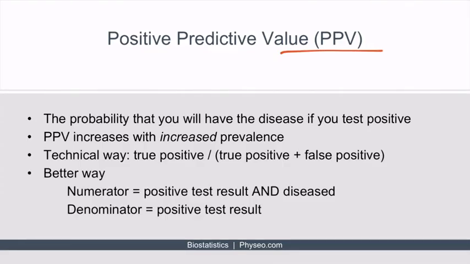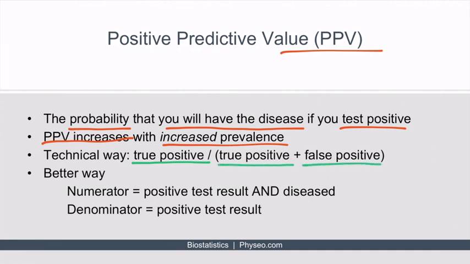Positive predictive values tell you the probability that you will have the disease if you test positive, and positive predictive values will increase with increased prevalence. And you can find positive predictive values by taking the true positive number and dividing that by the true positive plus the false positive number. A better or simpler way to conceptualize this is to view the numerator as those with a positive test result and have the disease. In other words, the true positive group, while the denominator is simply those who have a positive test result, regardless of whether or not they have the disease.